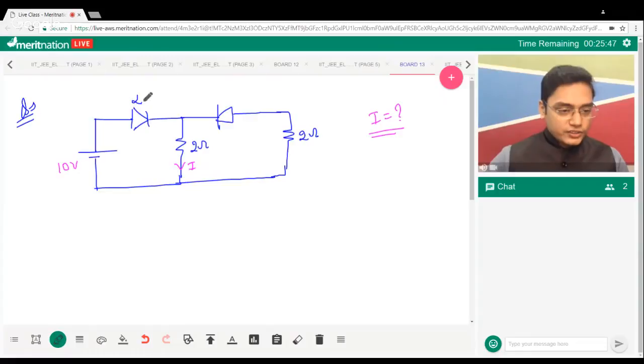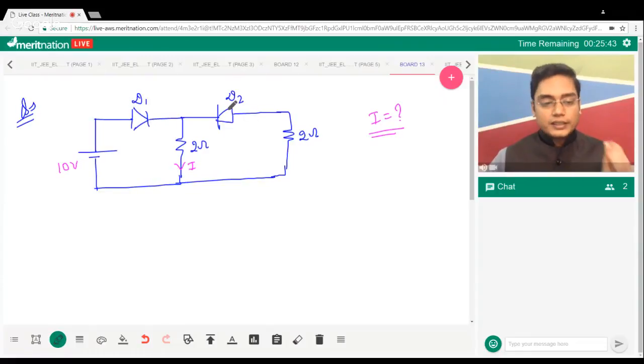Now, if this is D1 and this is D2, first you need to check whether all the diodes are in forward bias or in reverse bias. So now tell me about D1. Is D1 in forward bias or reverse biased? D1, I'm just talking about D1.